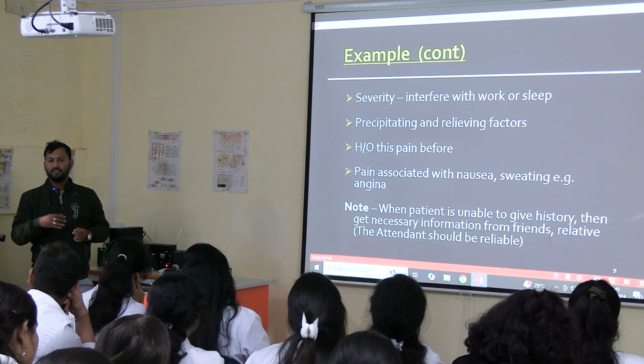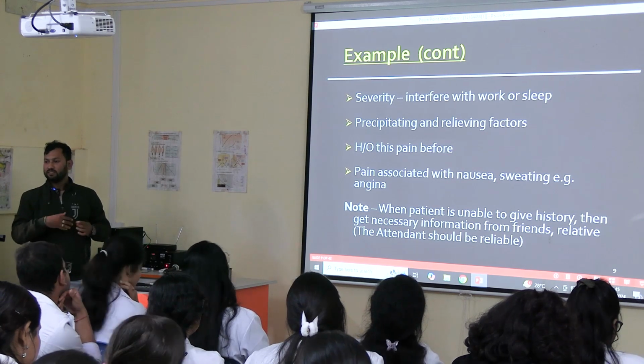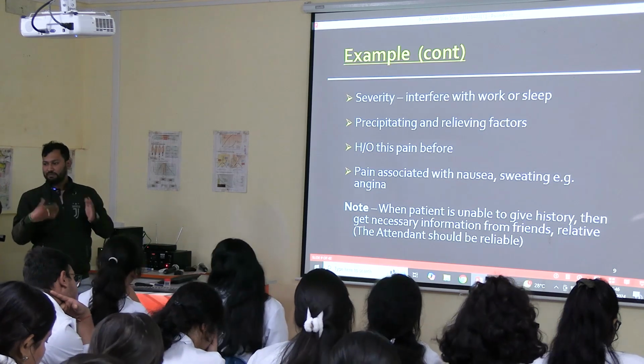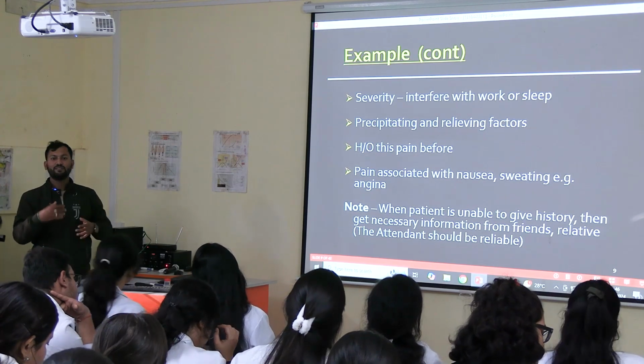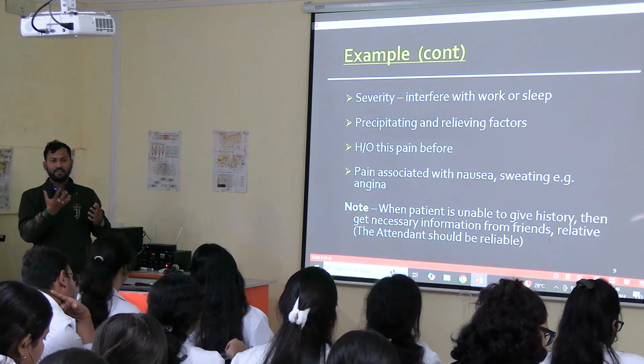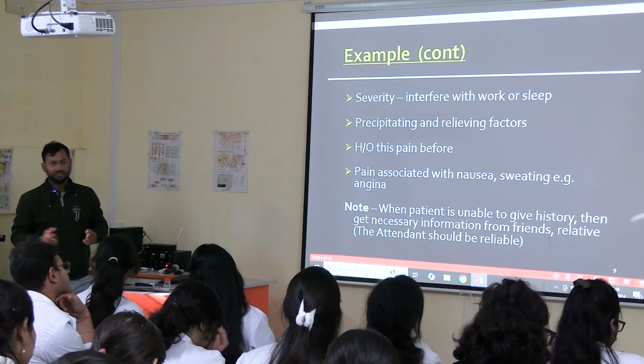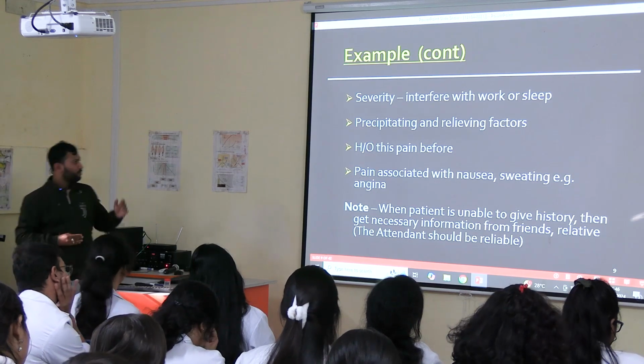Then we will know that this person is having angina, because he has these precipitating and relieving factors. If the person does not have this kind of aggravating and relieving factor, we can think there is some muscle spasm, tightness of muscle might be there. This might not be a heart disease. So by this we can diagnose.